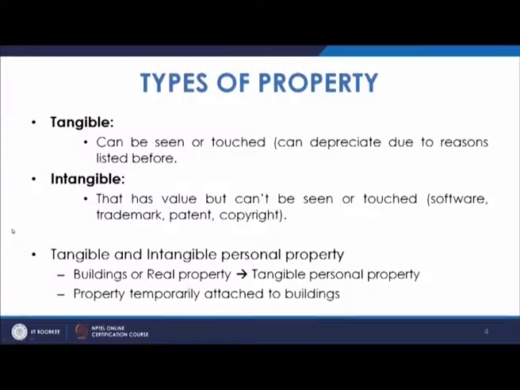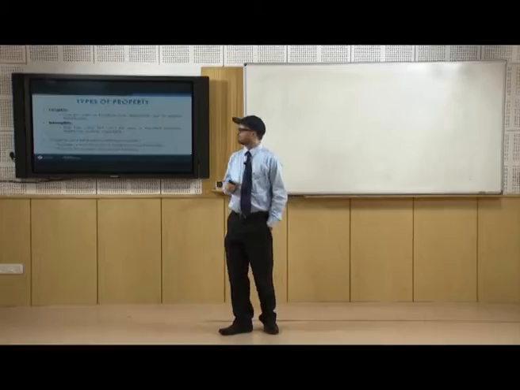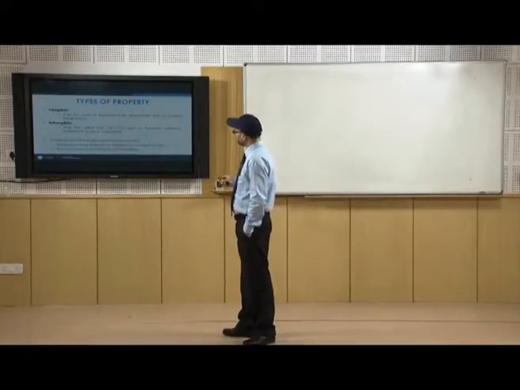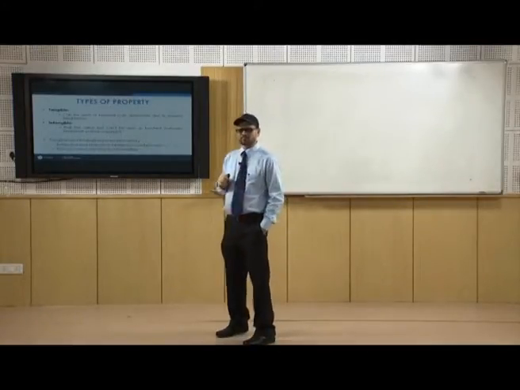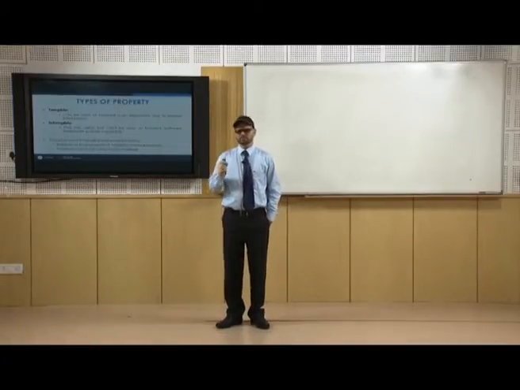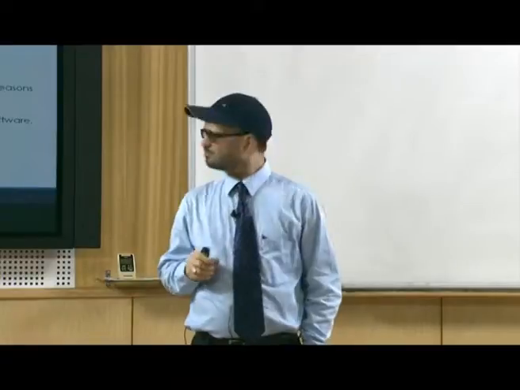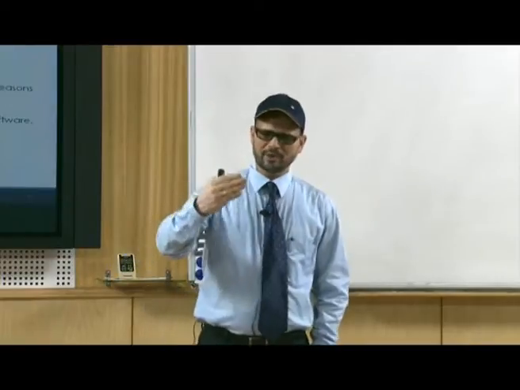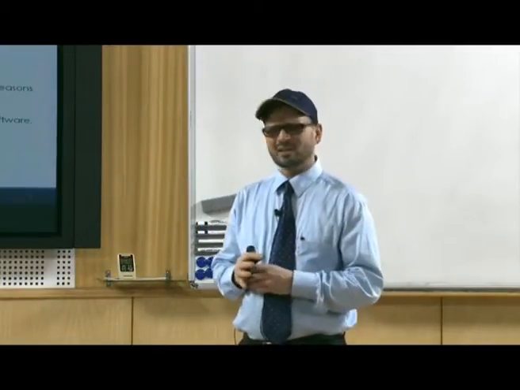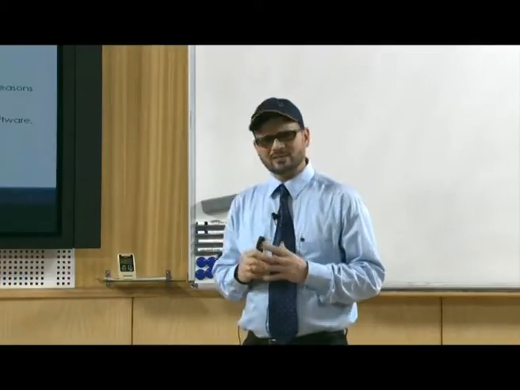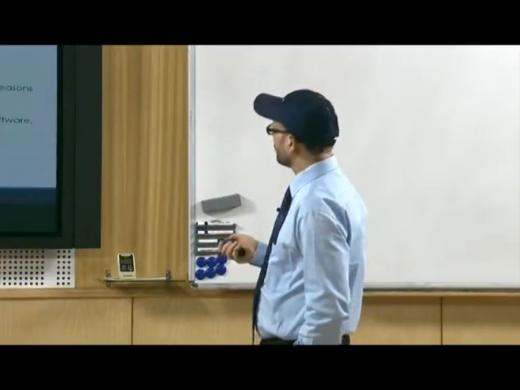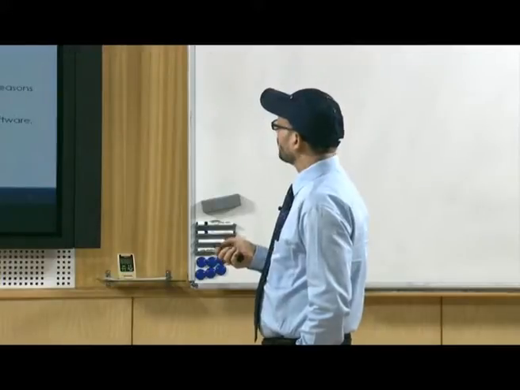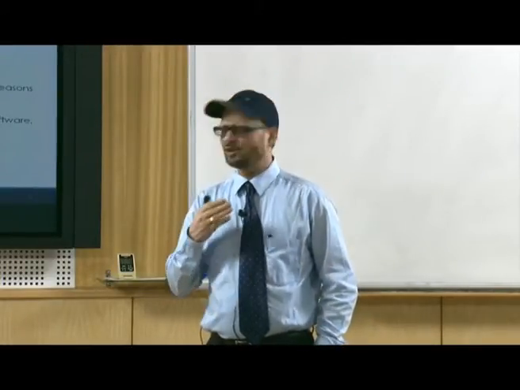Now, let us see the types of property. Basically there are two types of property, tangible and intangible. The tangible properties are those which we can touch and feel. So, they depreciate due to the reasons listed before. They depreciate because of wear and tear and because of corrosion. All these factors are responsible, and because of these factors they lose value.